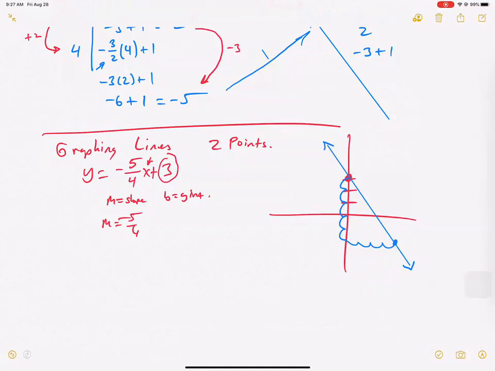The next thing is, if x is 0, we said y was 3. You can come up with the next point just by doing what we did in the last problem. My rise was negative 5. So 3 minus 5 becomes negative 2, right? $3 minus $5, I owe $2 still. We declared my run was 4. So to get from 0, 4 spaces over, 0 plus 4 is 4.